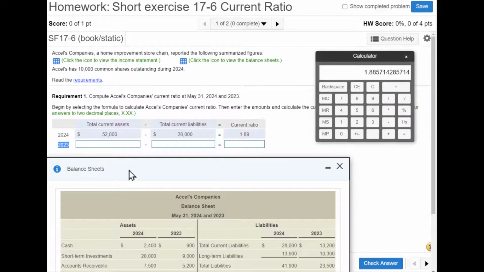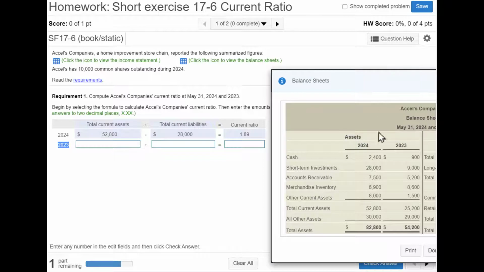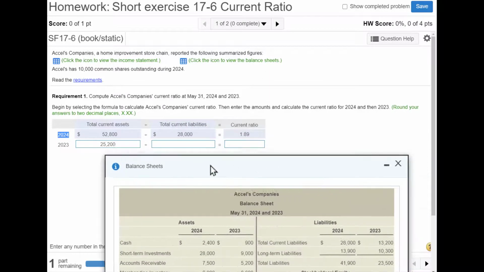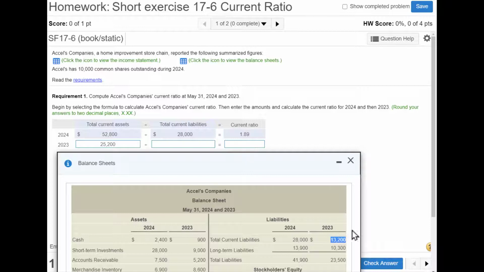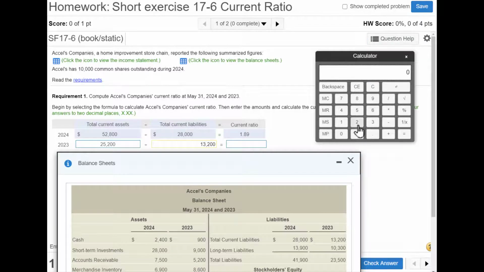Now we're going to do 2023. So the 2023 current assets were 25,200. So our current assets, by the way, increased significantly from 2023 to 2024. Then we need our total current liabilities, 13,200. Wow, our current liabilities also increased significantly. So let's do the math and see what our current ratio is in the previous year. So we got 25,200 divided by 13,200 equals 1.91, because we have to round to 2 decimal places.